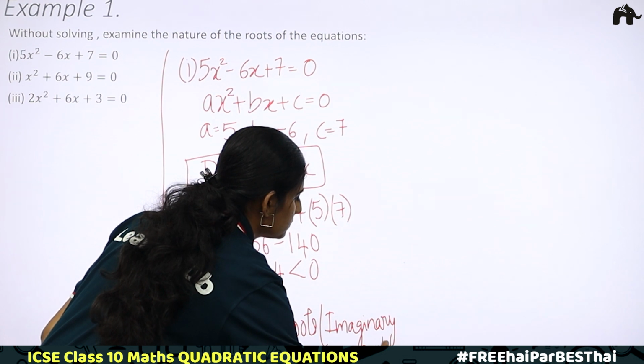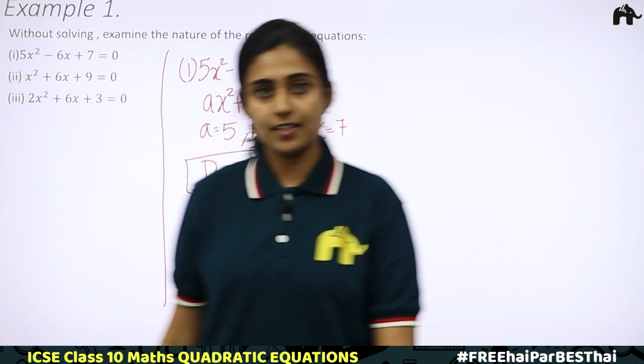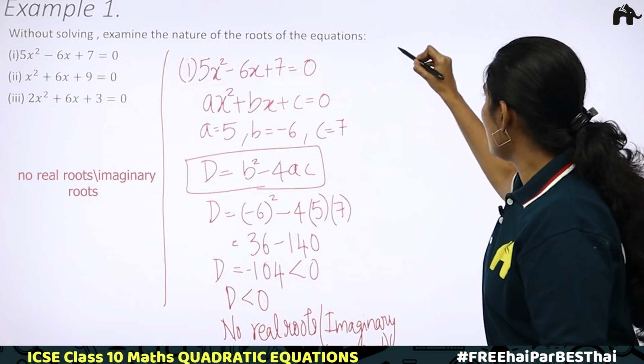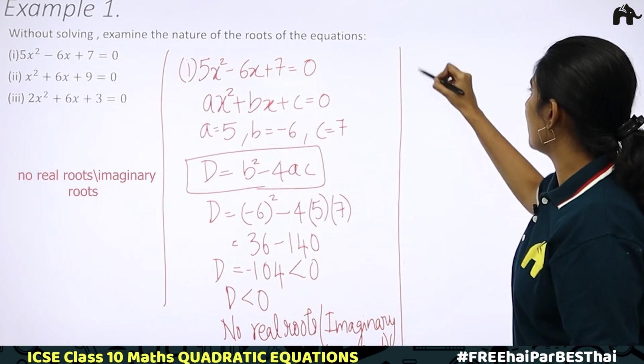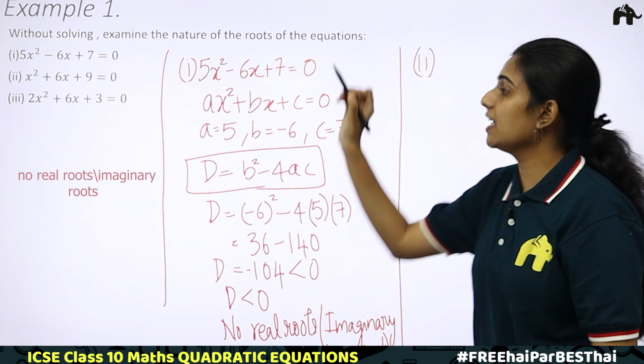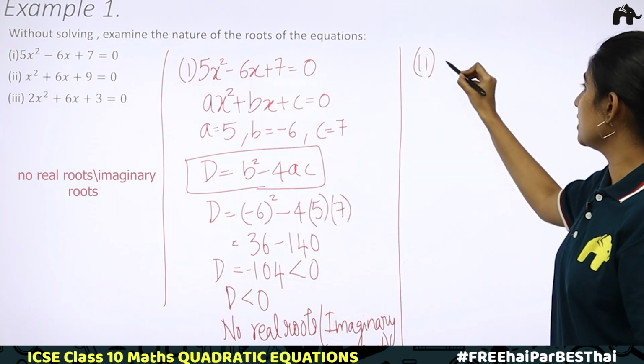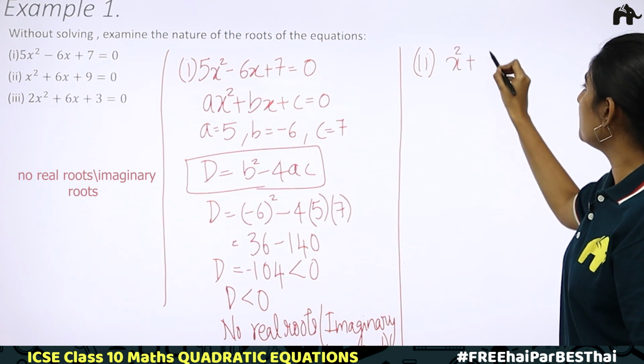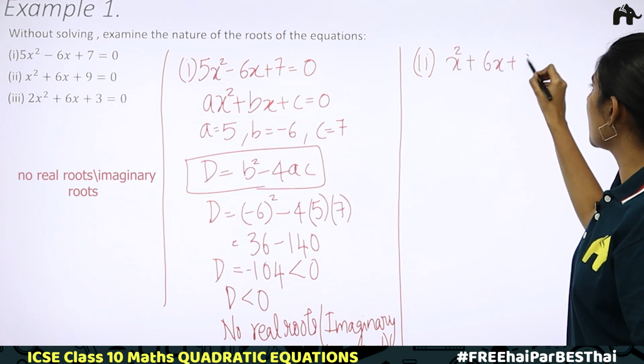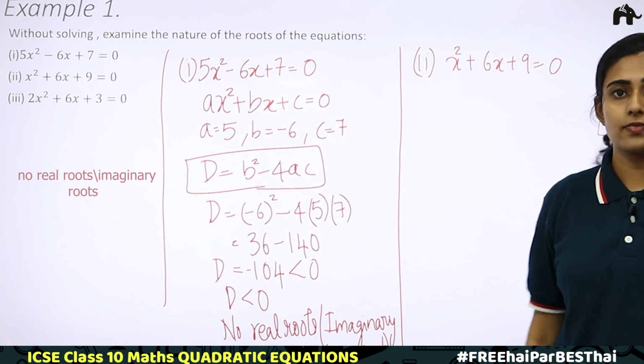Imaginary roots. Clear? Now solve the second one. Find the discriminant in the second equation. The second equation is x square plus 6x plus 9 is equal to 0.